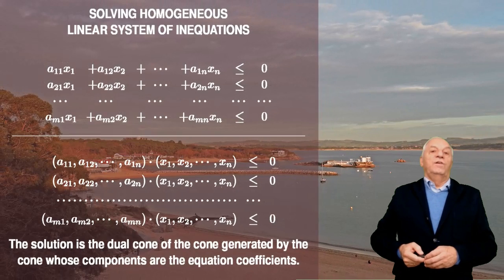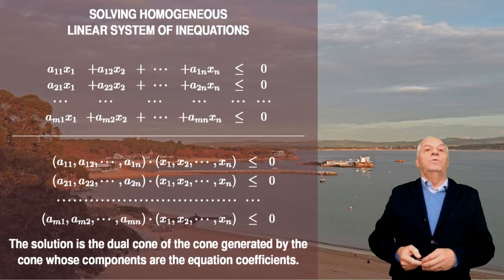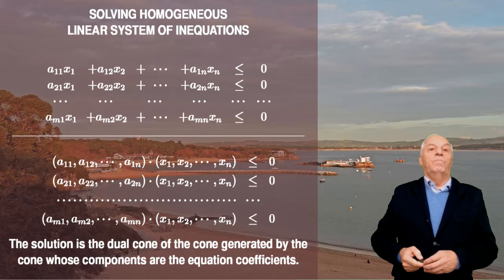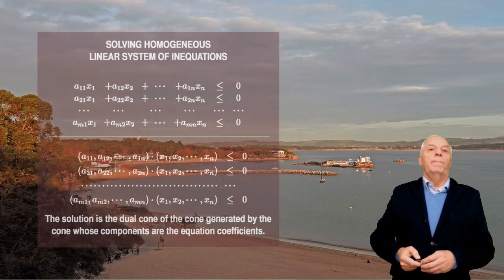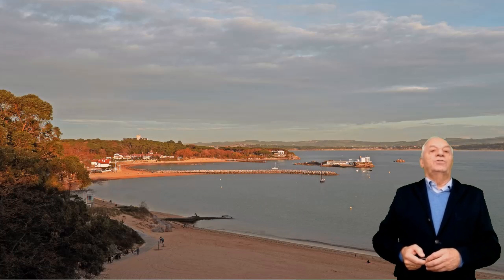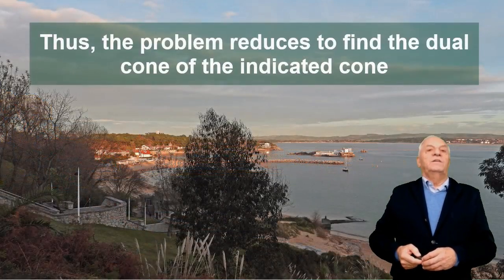Anyone who knows the definition of a dual or polar cone immediately identifies this set of solutions as the polar cone of the cone generated by the row vectors of the coefficients of the inequations in the above system. Therefore, this shows that the set of all solutions of the system is the indicated polar cone. Thus, the problem reduces to finding the polar cone of this cone.